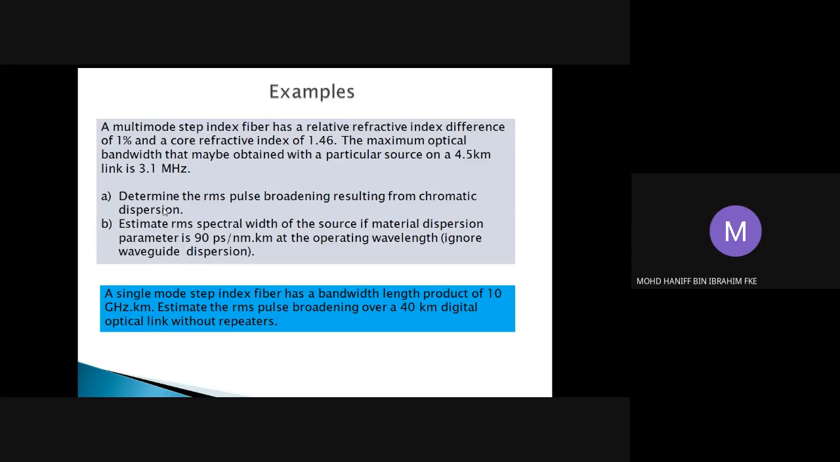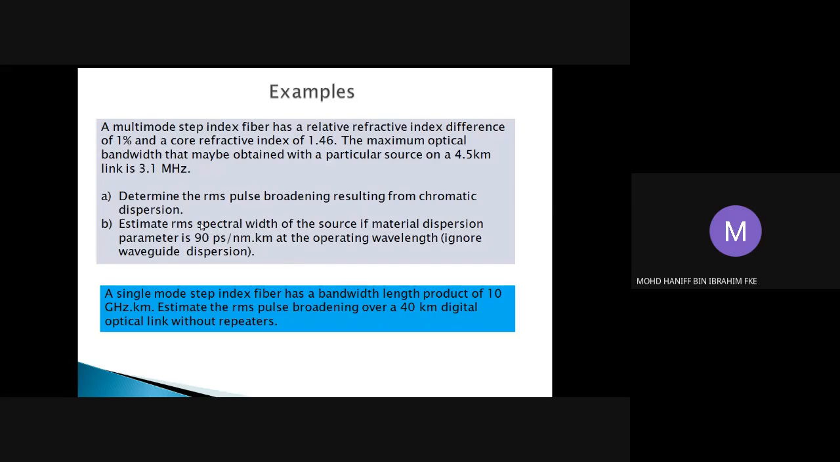So that's the idea, yeah? First of all, you need to obtain the total path spread from the given bandwidth, then calculate the path spread due to intermodal dispersion. From these two pieces of information, only then can you calculate the chromatic dispersion, the RMS path spread due to chromatic dispersion, yeah?